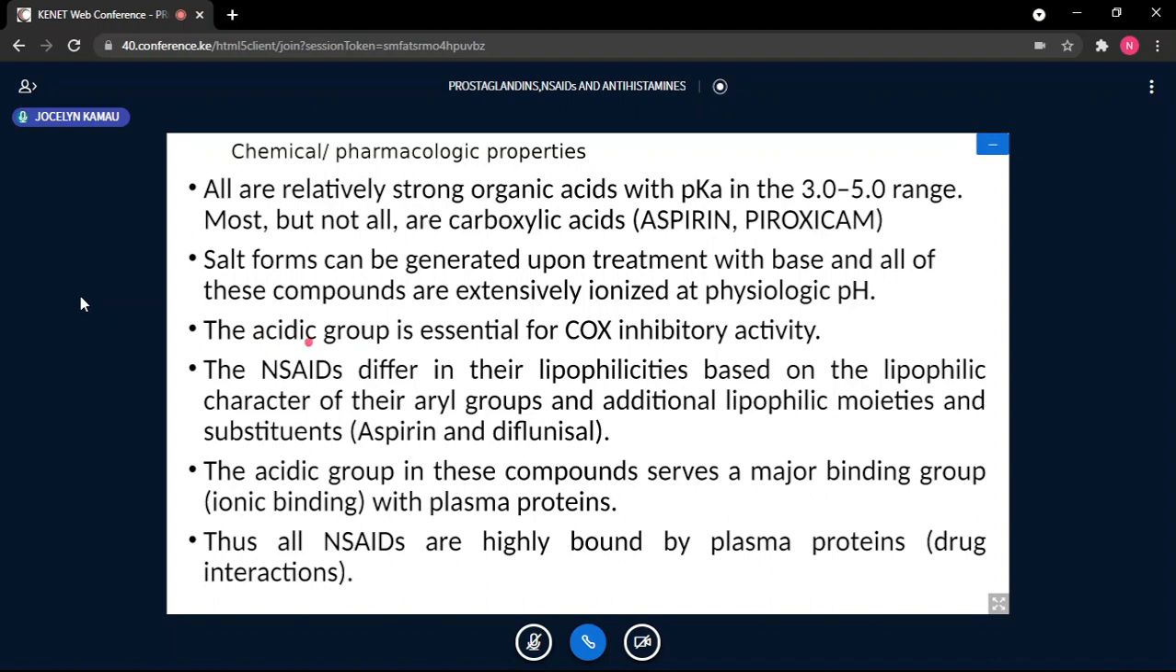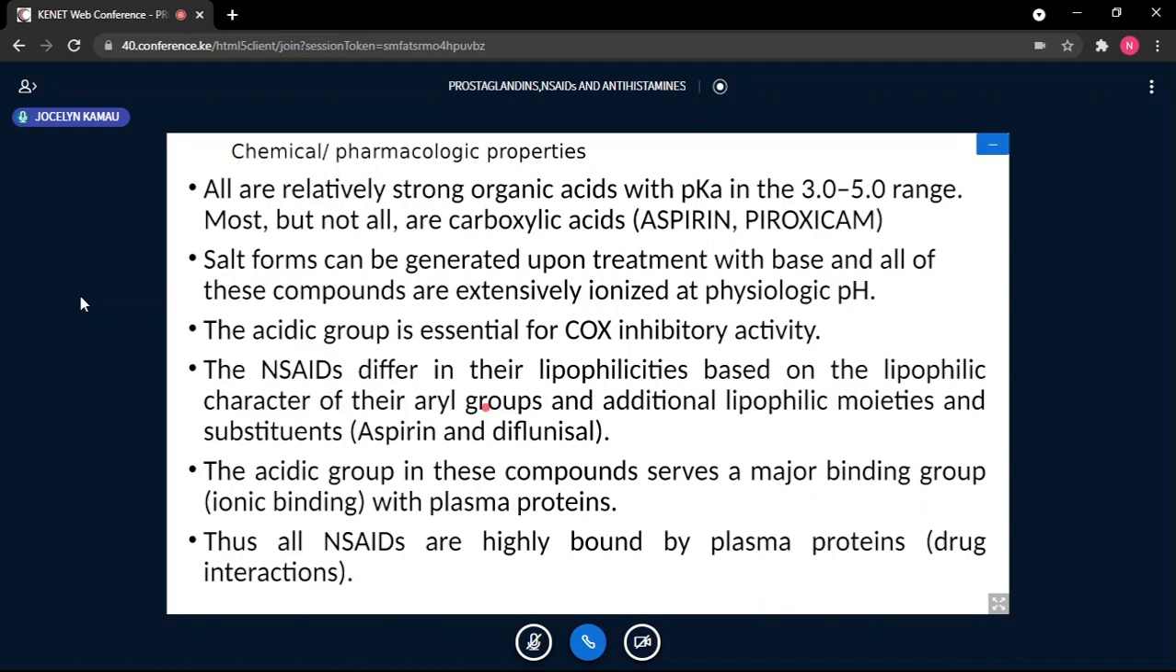And of course, the carboxylic group or the acidic group is complementary to the acidic group that is found in the arachidonic acid, which binds these enzymes, and definitely it gives us the anionic site. Whereas, of course, these enzymes do have a cationic site.